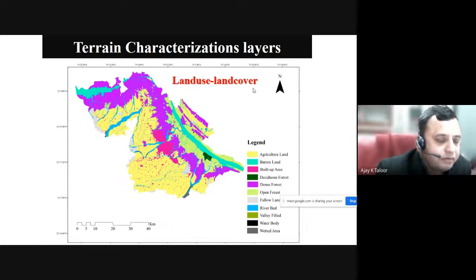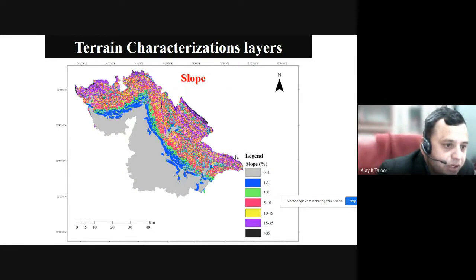Then we have prepared the land use land cover map. Based on the satellite data, in this particular case we used LISS-4, which has a resolution of 5.8 meters. From the 5.8 meter resolution, we have marked the major settlement portions, which are mentioned here as built-up area. This is Jammu city, so the built-up area is very high.